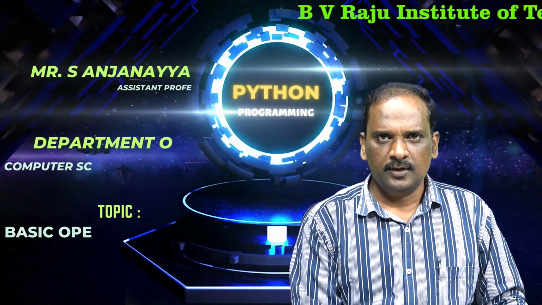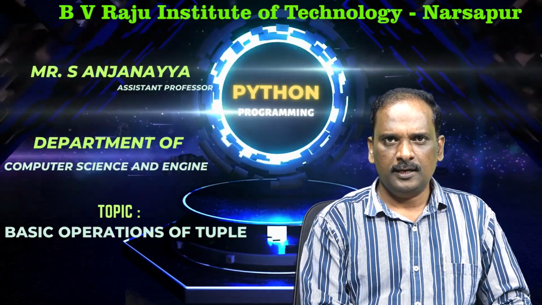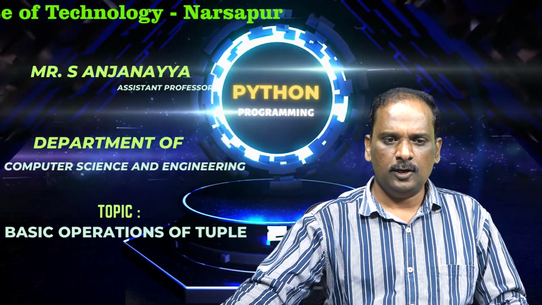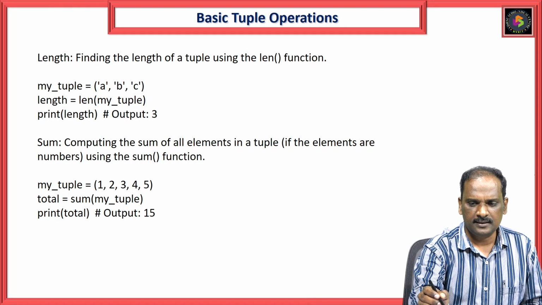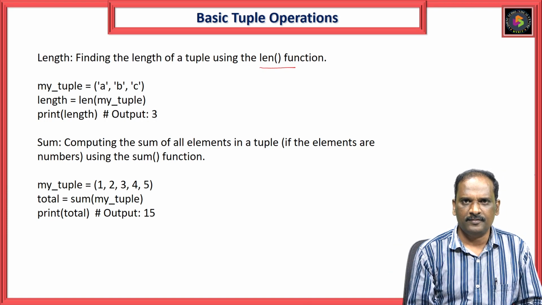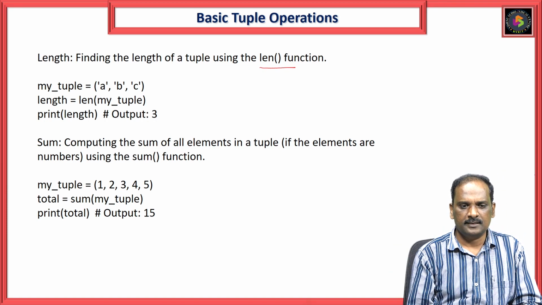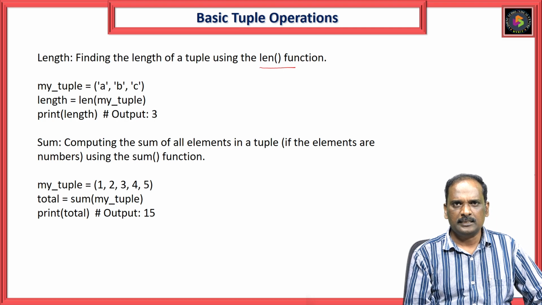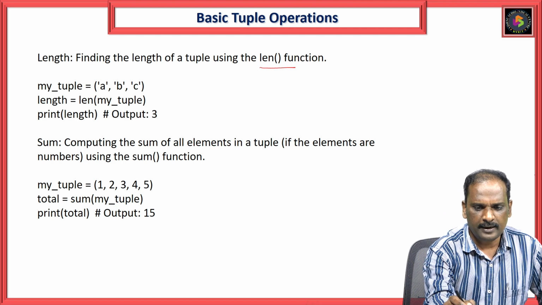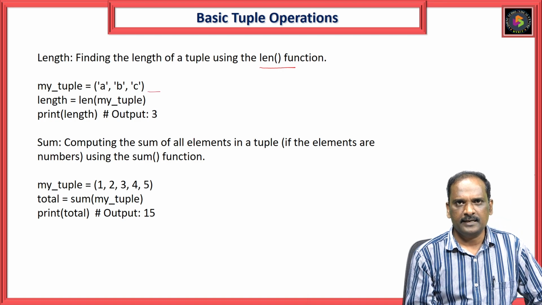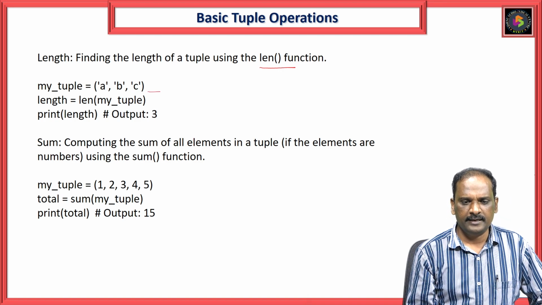Students, today we shall discuss tuple operations, basic tuple operations. The first operation is finding the length of the tuple using the len function. The len function will give the length of the tuple, that means the number of elements present inside the tuple. Here the example is my tuple is ABC, which is containing three elements.